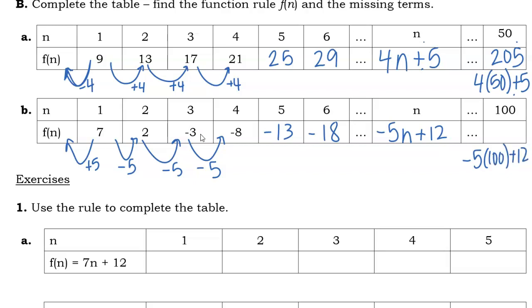Okay. -5 times 100 is -500. -500 plus 12 will be -488. Okay, and you can always type these in straight into your calculator. Your order of operations should work just fine if you don't feel confident with your arithmetic.